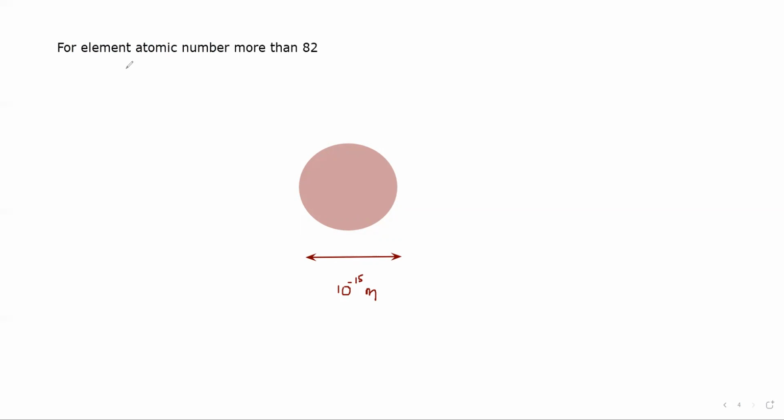Now what happens for elements which have atomic number more than 82? Inside the nucleus, we have the particles: neutrons, the black spots representing the neutrons, and we have protons as well. What we observe is, as the proton number increases, the atomic number increases, or the number of protons inside the nucleus increases, what kind of force is there between the two protons? They are like charges, so which kind of electrostatic force, attractive or repulsive, between the two protons?